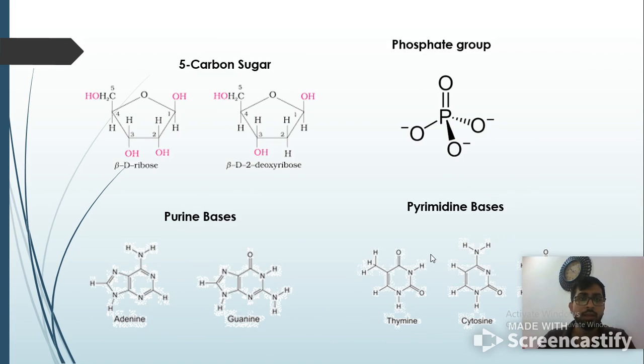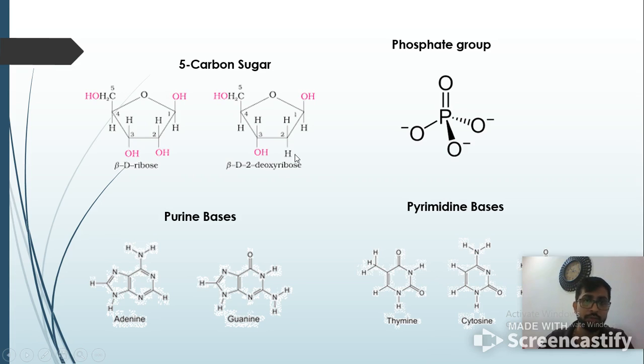Now moving further, the sugars present in nucleic acids can be two sugars. They are five-carbon sugars. One is beta-D-ribose, another is beta-D-2-deoxyribose.